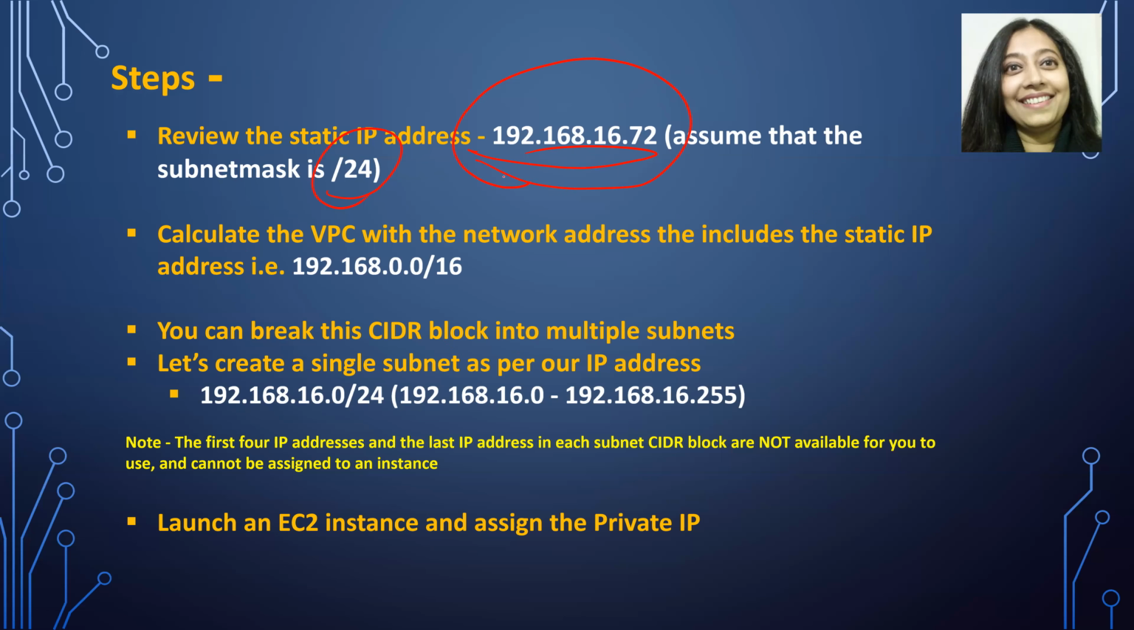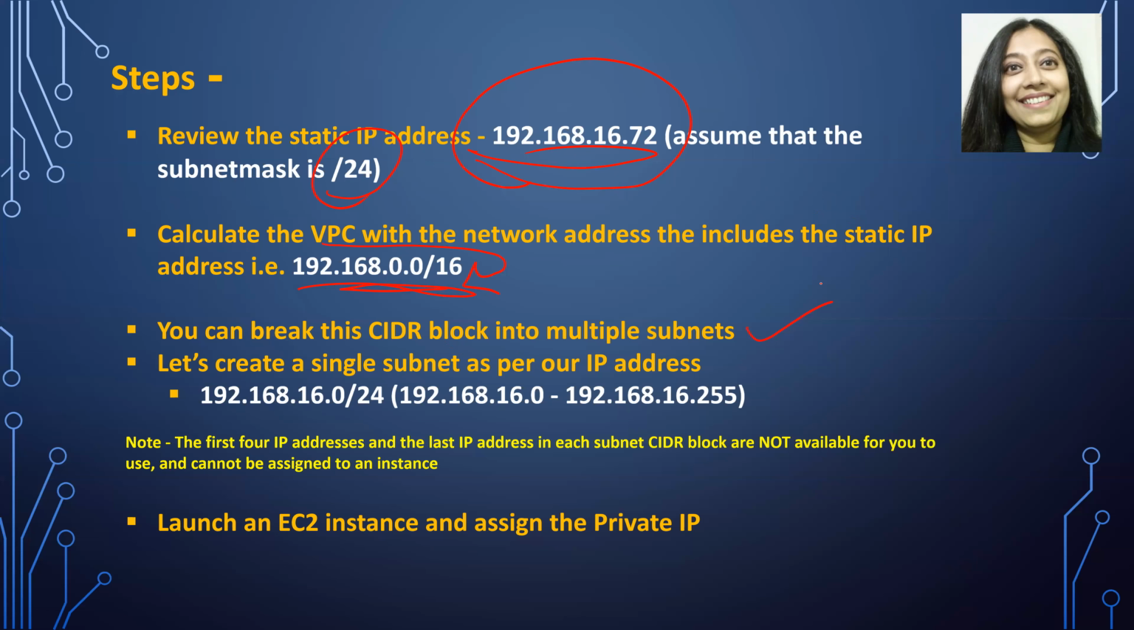Now we will calculate our VPC network address to include the static IP address, right? So we will say that our VPC should have this network address. So it will have a significant number of IPs. Now you can basically break this VPC into multiple subnets. That is up to you how you want to break it. As long as the CIDR blocks don't overlap, you will be fine.